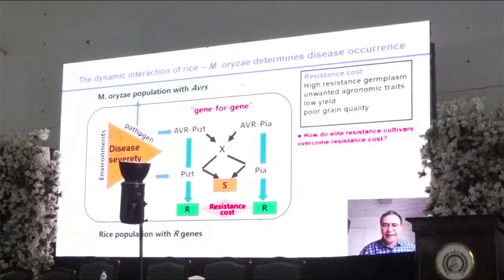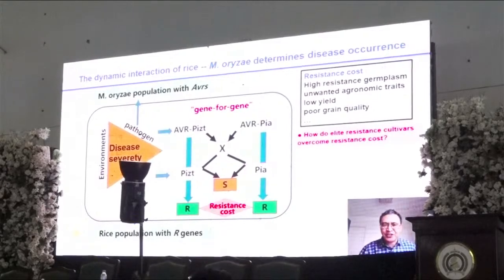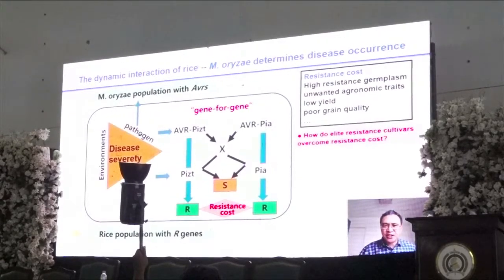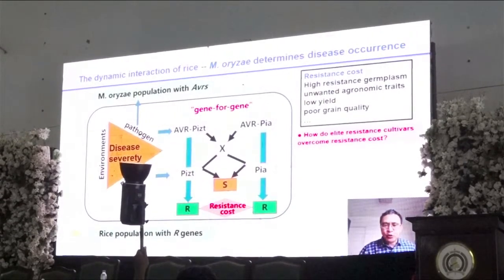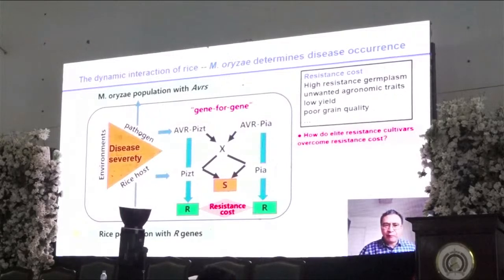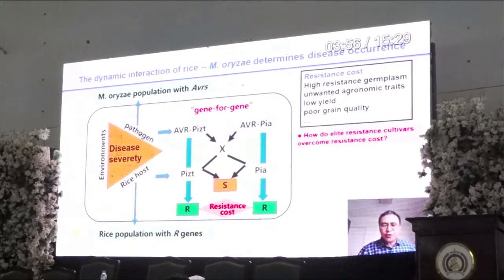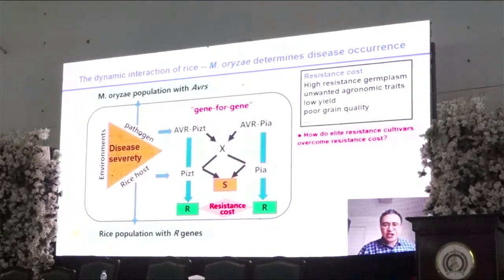These slides show the dynamic interaction of rice and the pathogen determines whether disease occurs. So when the pathogen population contains certain AVR genes, such as AVR-Pizt or AVR-Pia, they are recognized. This resistance activation leads to resistance cost. The resistance cost is defined as high resistance.